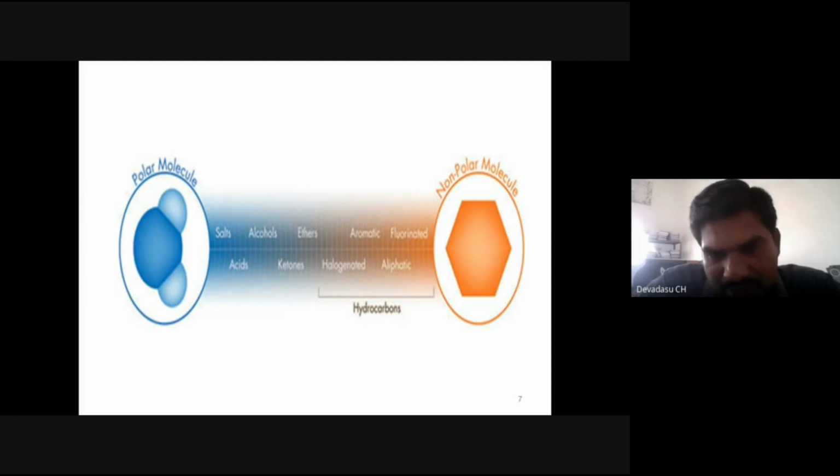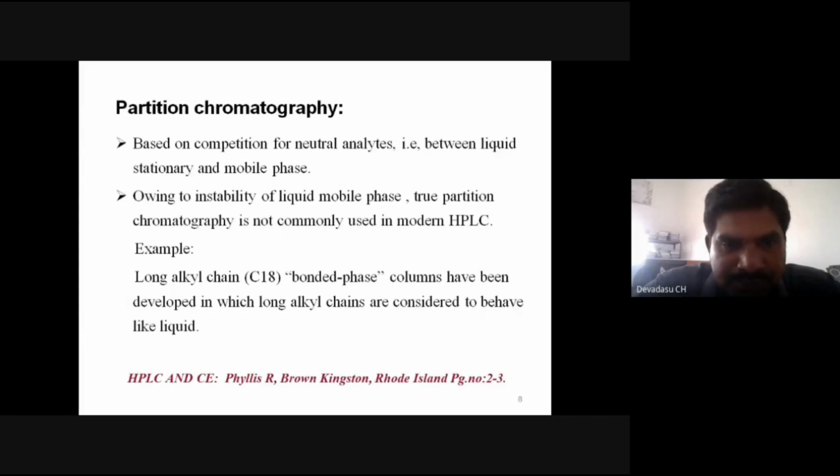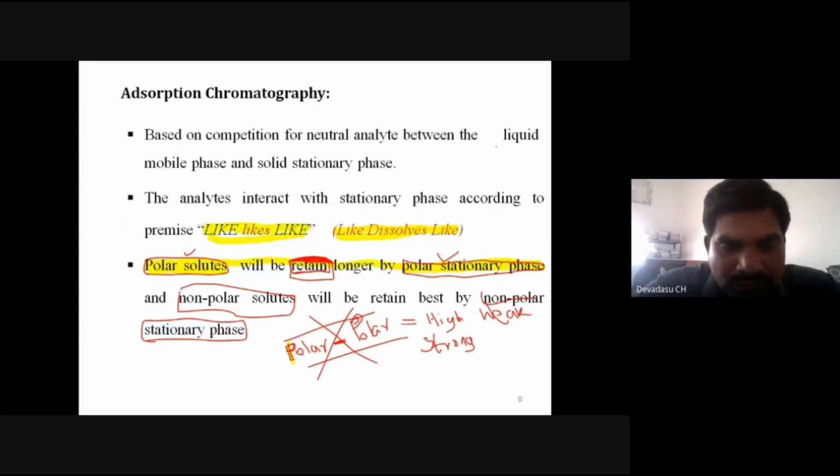I mentioned before class, what is the nature of the stationary phase in normal phase chromatography? What is the nature of the stationary phase in reverse phase chromatography? Okay. We need to gather answer for this question.